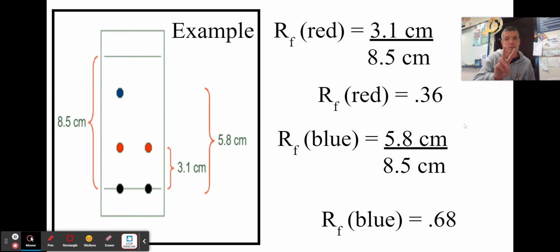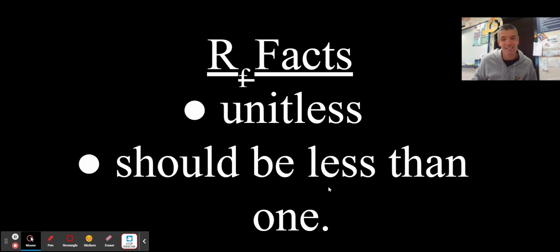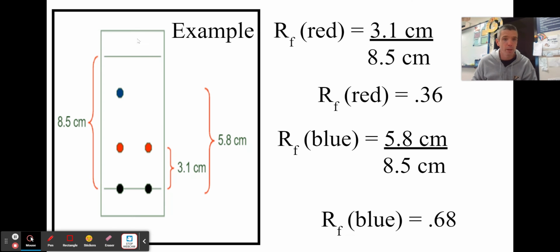You should notice two things about your RF. One thing you should notice, and one thing you should be able to figure out on your own. What do you not see over here? You don't see units, because it's unitless. And it should be less than 1. Your dot should never travel any further than your solvent. There's a problem if you're measuring that wrong. So it should definitely be less than 1.